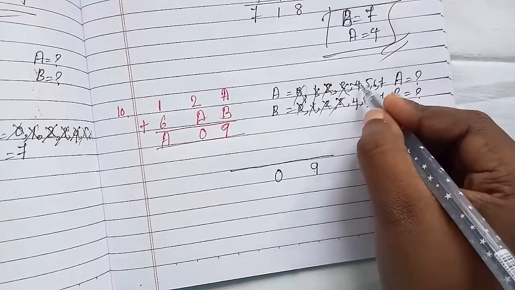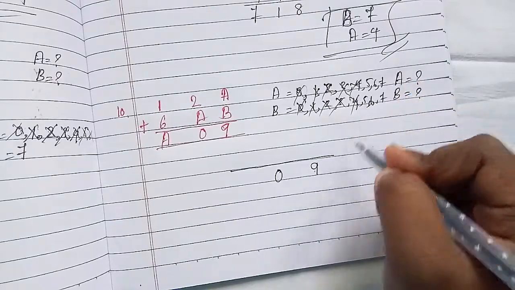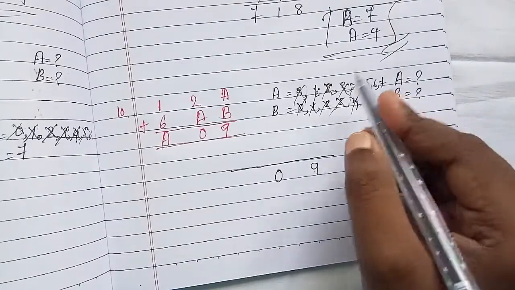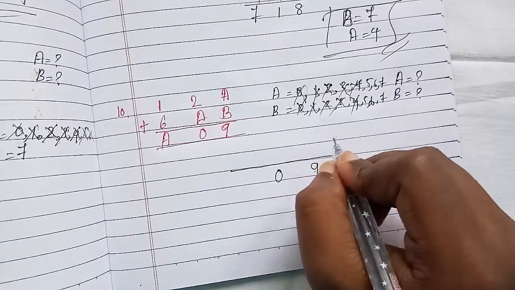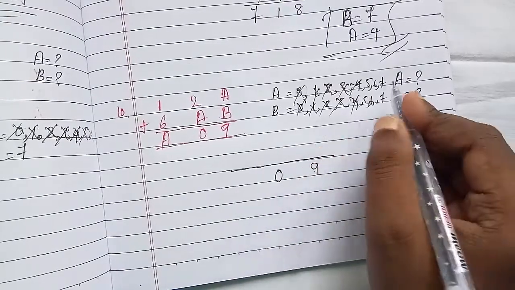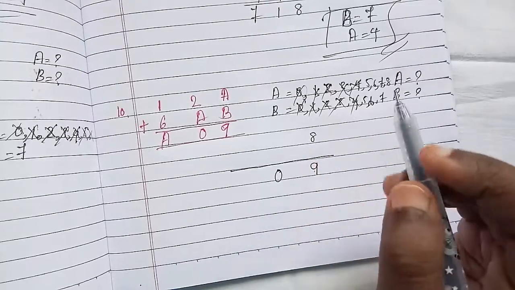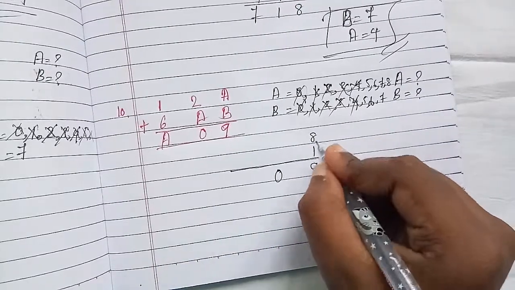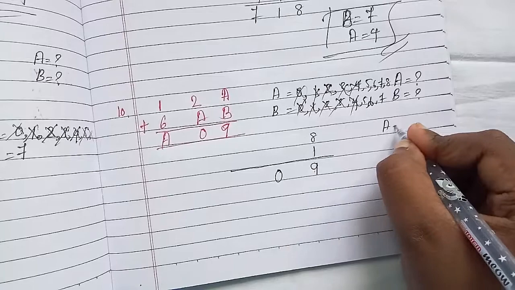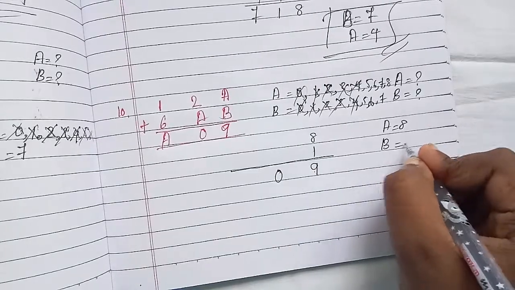4, 4, 8. It's also wrong. 5, 5, 10. The 10 is bigger than 9. That's why I will take the value of A is 8. See, A is 8, B is 1.